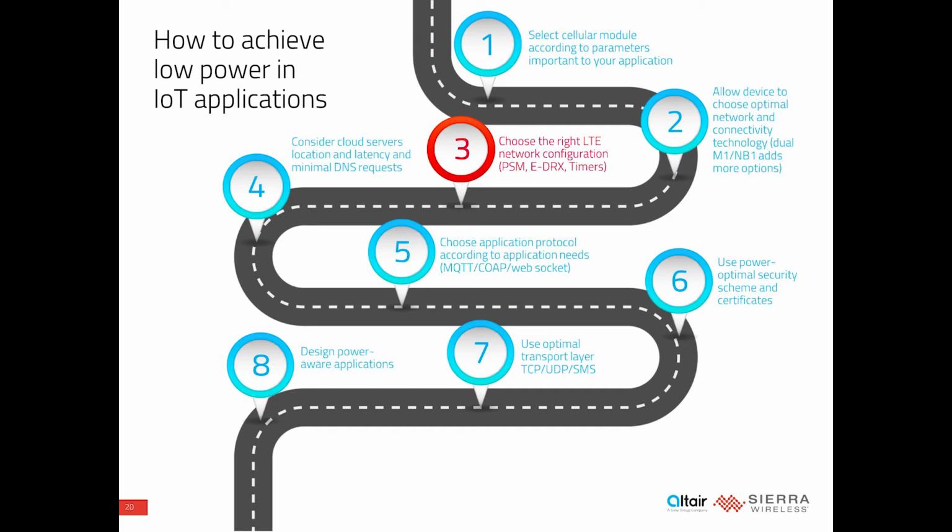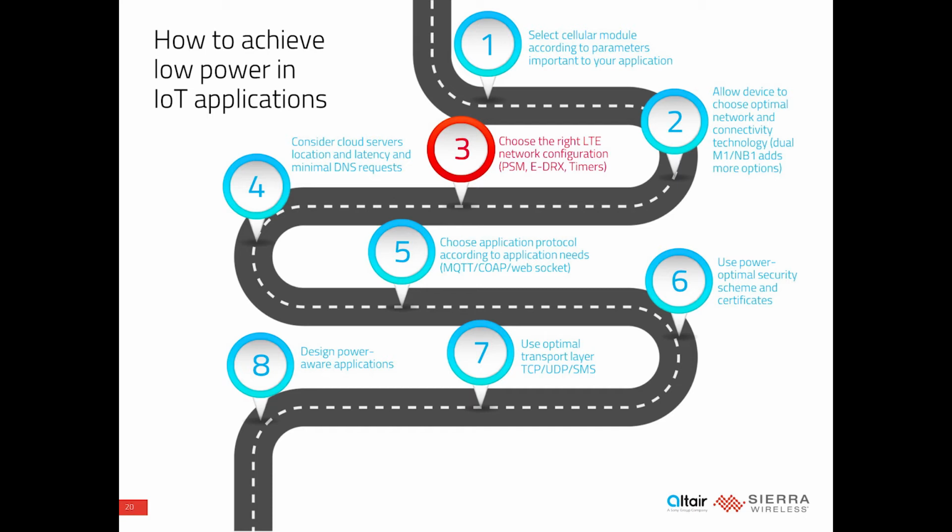The next one, number 3, and I'll deep dive only into that bullet, is choosing the right network parameters, which are the PSM timers and eDRX timers, and we'll touch on them in the next slides. But before we do so, there are additional parameters that impact your performance severely.